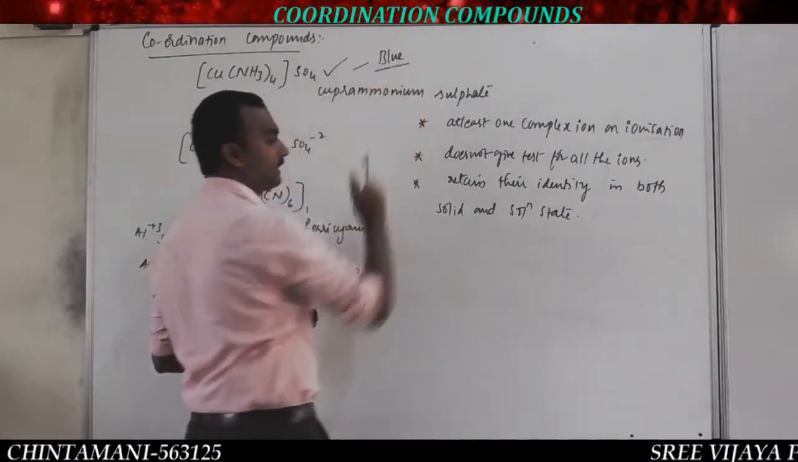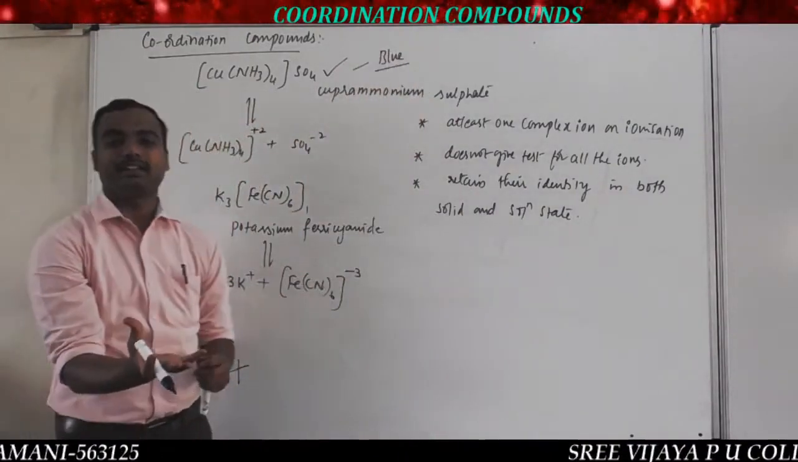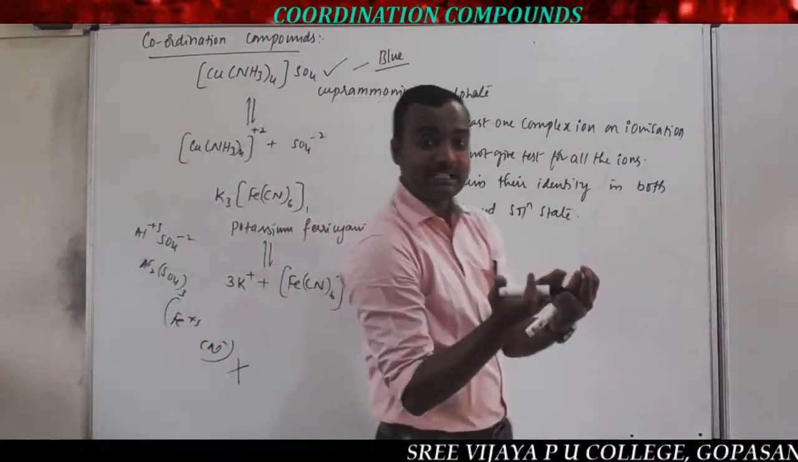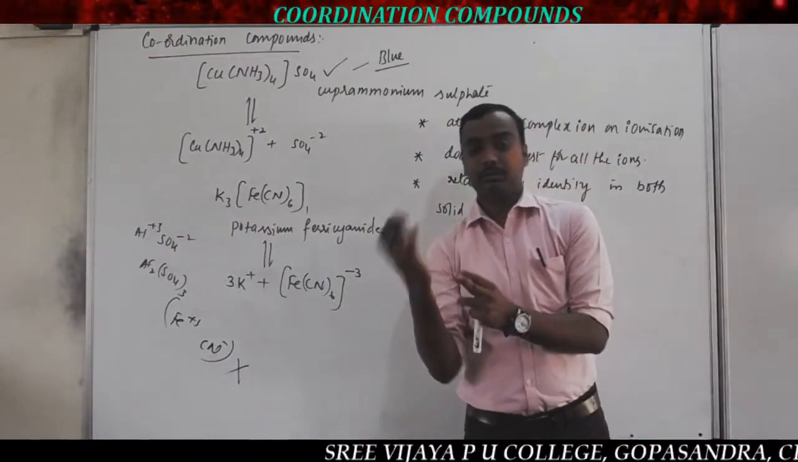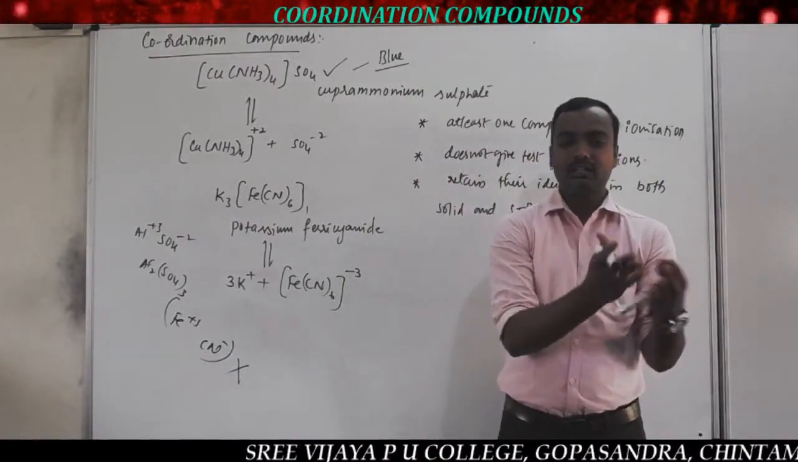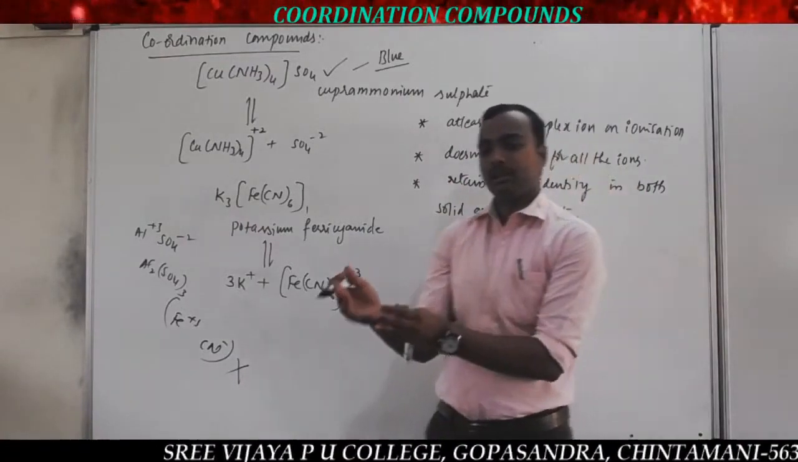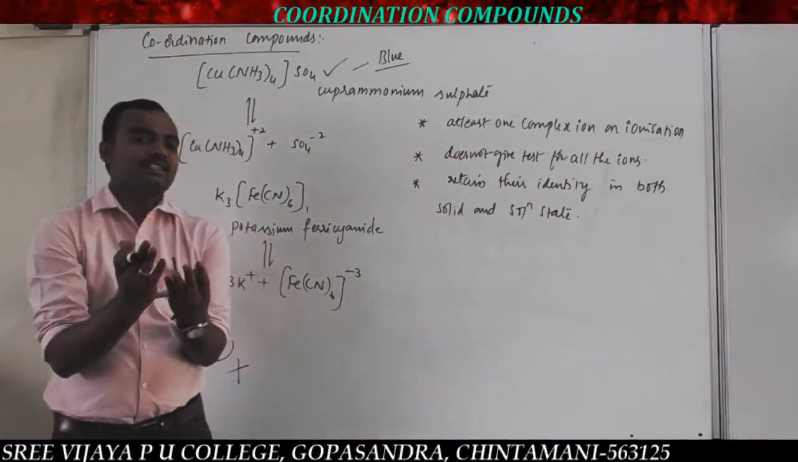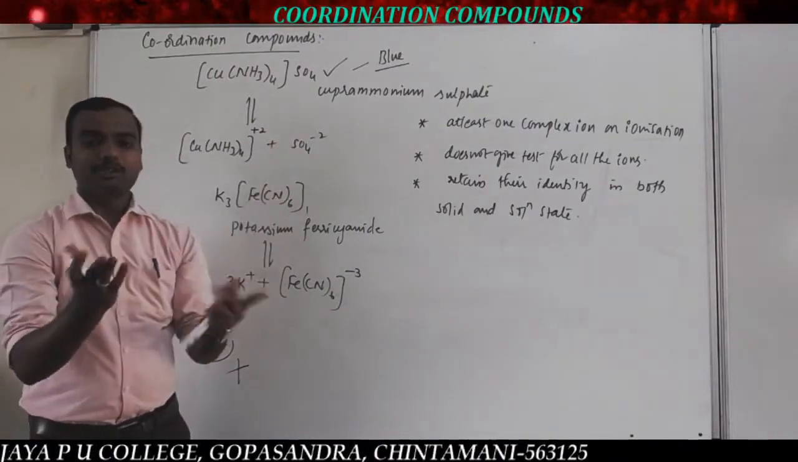This is one of the dark blue color complexes. In the solid state it is a blue solid. When it is dissolved in water, again it retains the blue color. And we can easily identify whether the given salt is cuproammonium sulfate or not. If the solid state is blue and the water solution is blue, just by knowing the color, that is the perfect characteristic for cuproammonium sulfate.